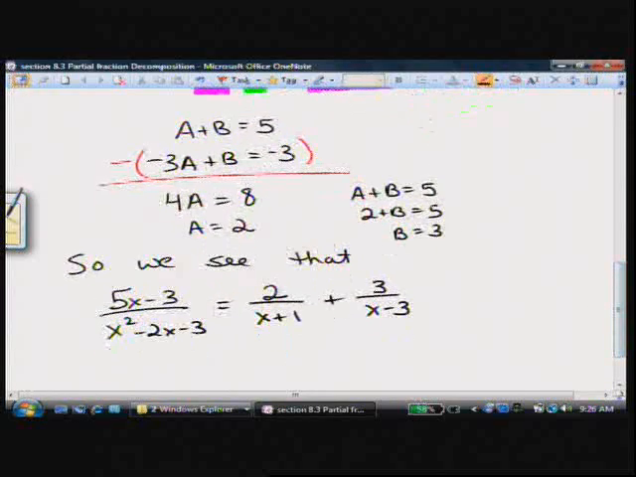Are you guys okay with this elimination method? Yeah, or the addition method? You could also have used the substitution method. Like you could have said b is equal to 5 minus a and plugged that into this equation and then solved it. That way works as well.